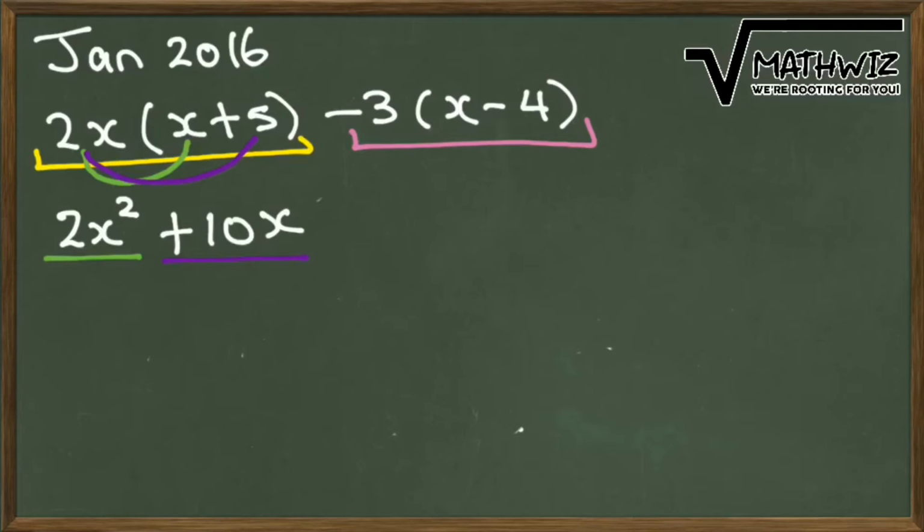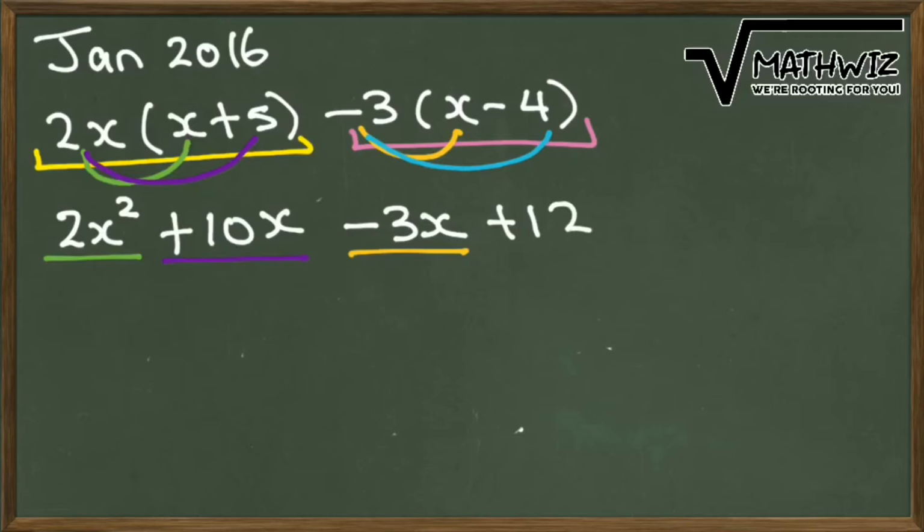Then minus 3 times x. I have a negative times a positive, so that's going to give me a negative. And then we have minus 3 times minus 4, and a negative times a negative gives us a positive. Right? So that would be it.